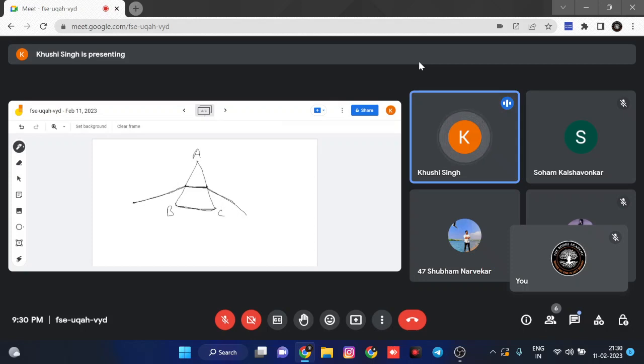Someone has sent a message. Yeah, Shubham Narvekar: reflection means deflection. Yes, we can say like that. Deflecting, bouncing back. Okay, yeah, you can say.